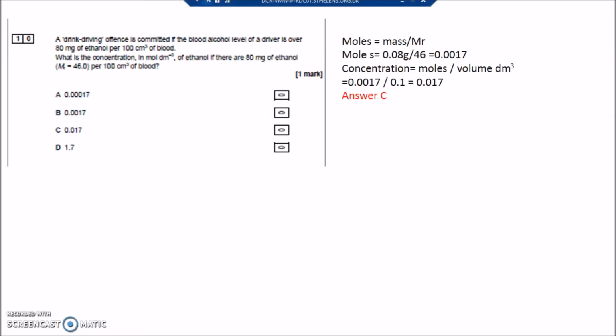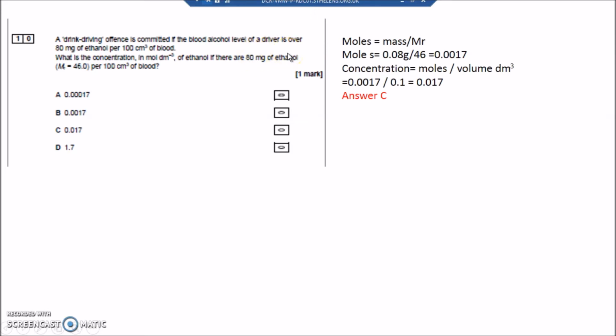So my clue is the fact that I've been given MR 46 and a mass. I've got a mass and an MR, so that's my first step. I've got the masses in milligrams instead of grams, so to get milligrams up into grams, the higher unit value, I've got to divide by 1,000.